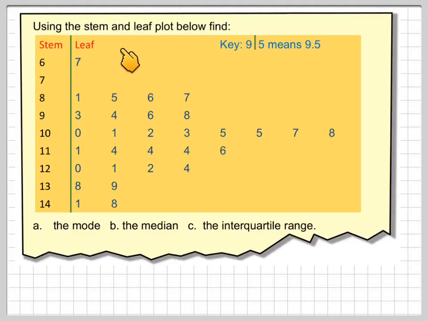Hi, we're going to use the stem and leaf plot which we did for Western Europe for birth rate per 1,000, which we've already drawn, to find the mode, the median and the interquartile range.